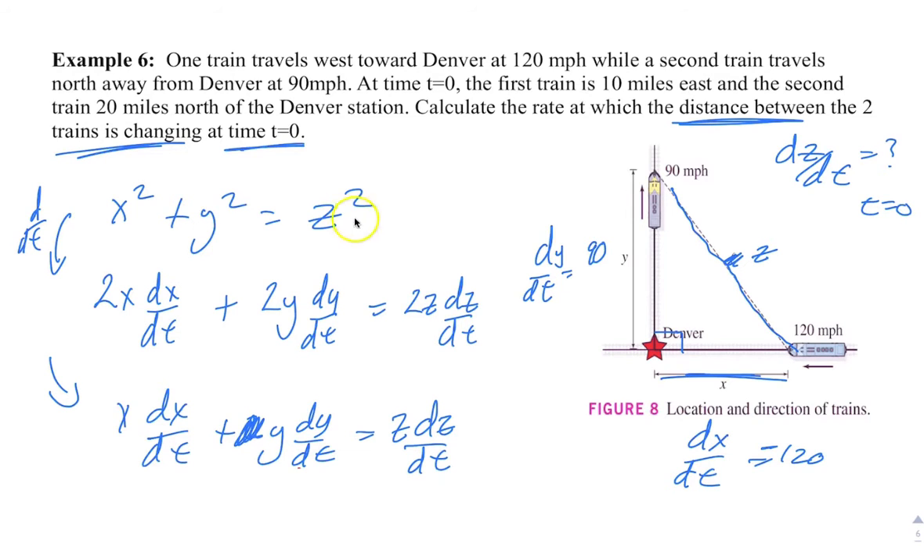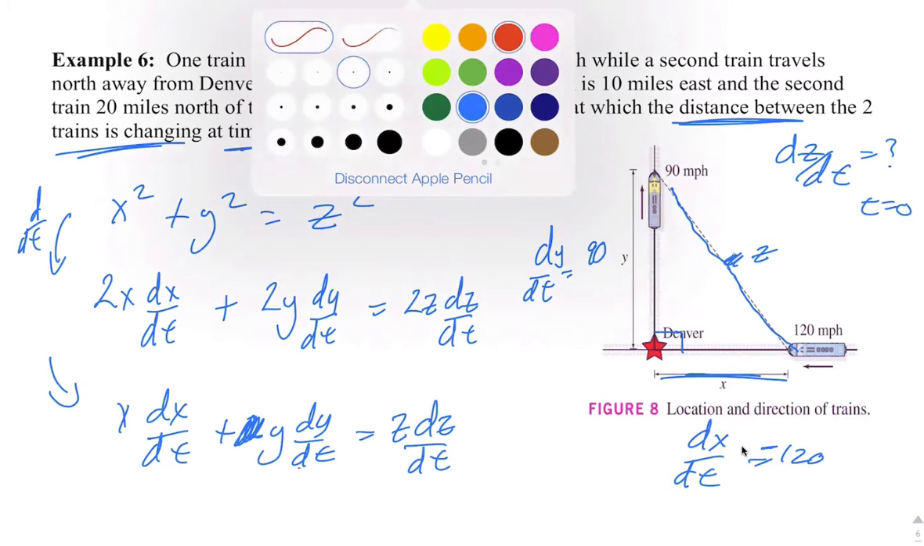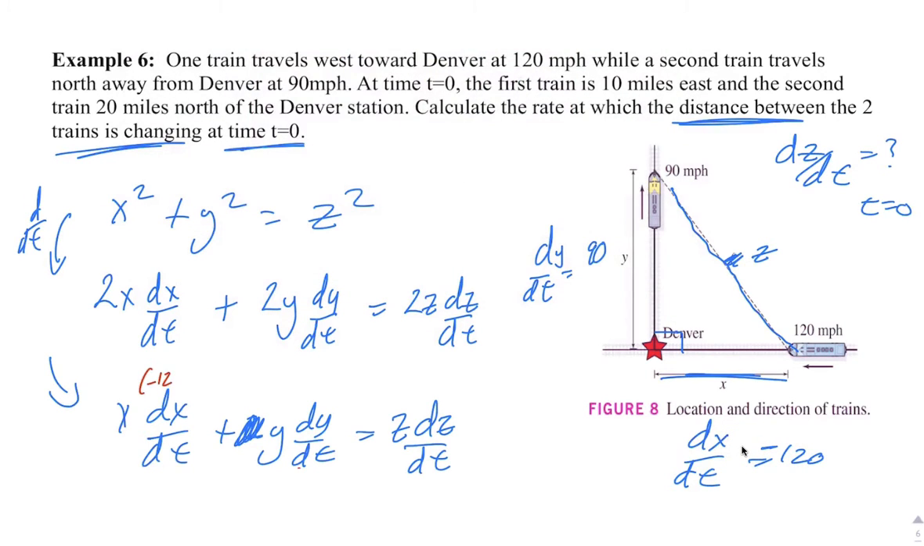So I have that. Now I gotta fill in everything I have, right? I want dz dt. So that's the guy I want. I have dx dt is negative 120 miles per hour. I have dy dt is 90 miles per hour. I want this guy, so I gotta figure out what x, y, and z are though.